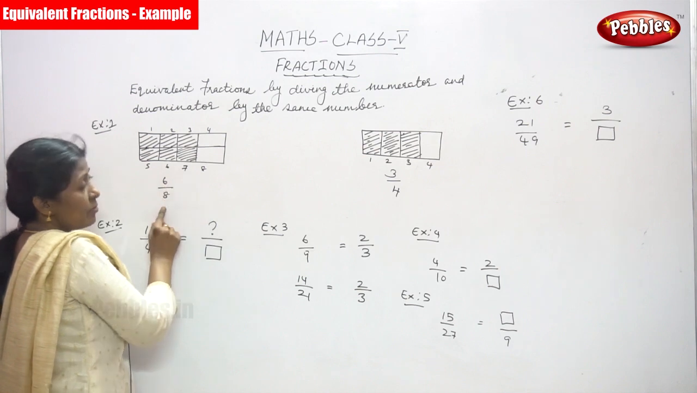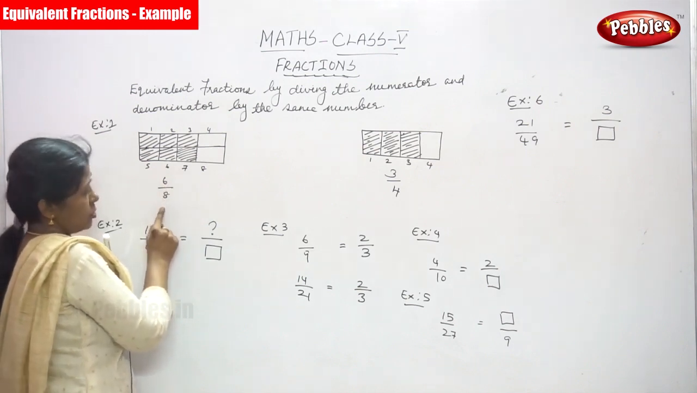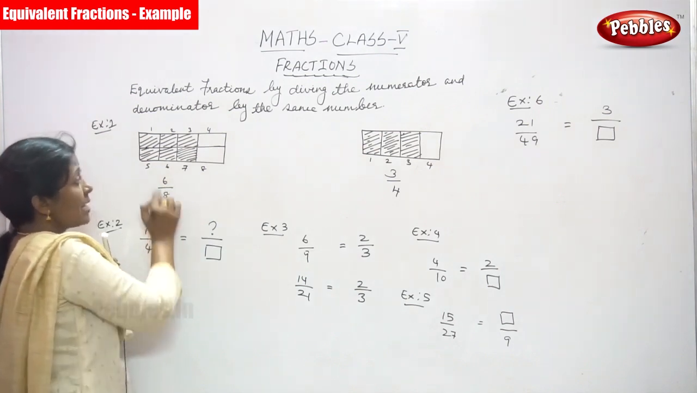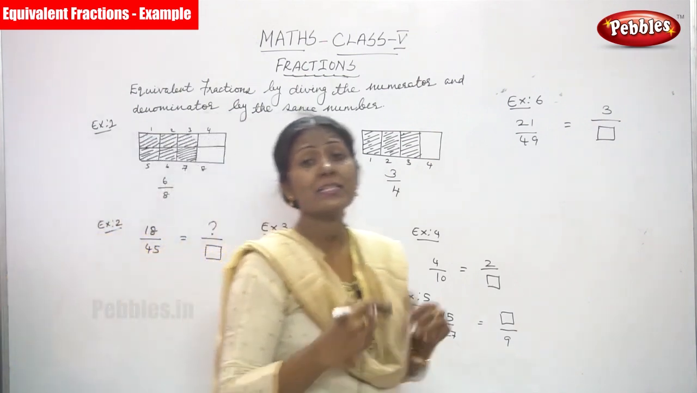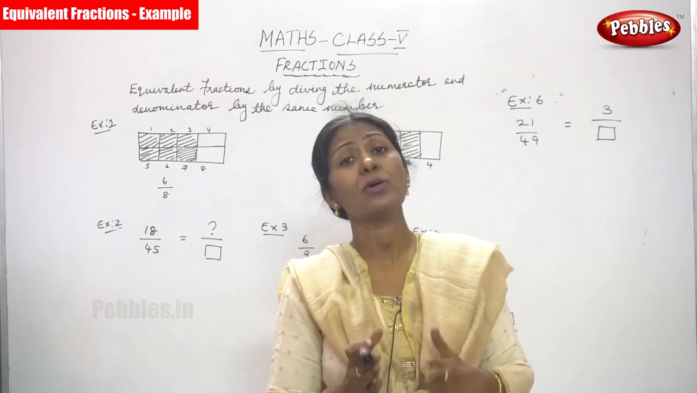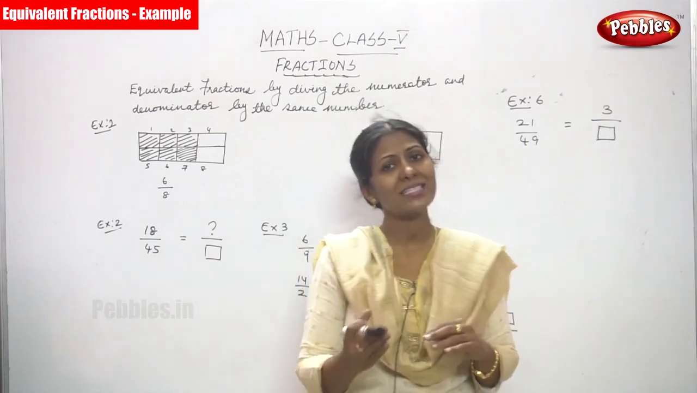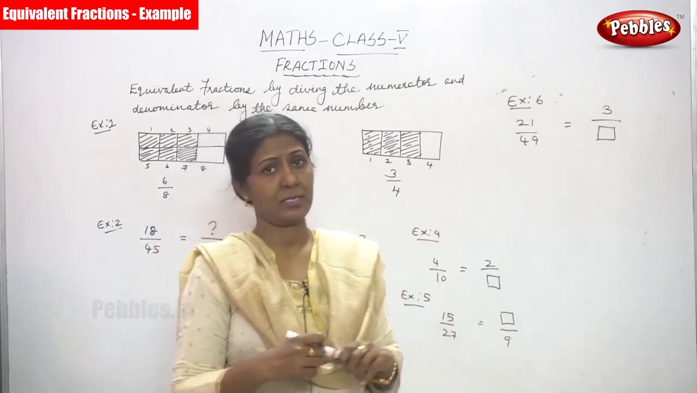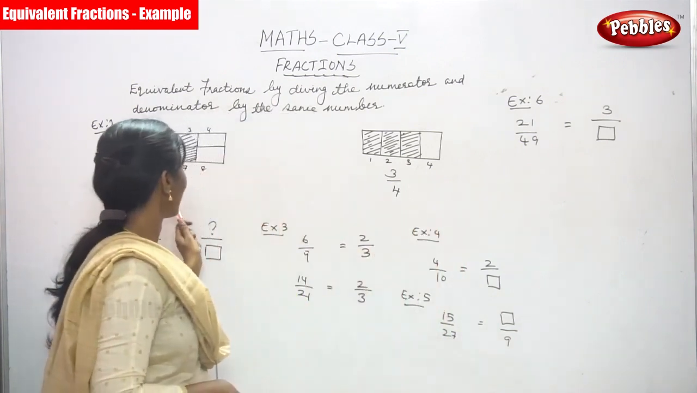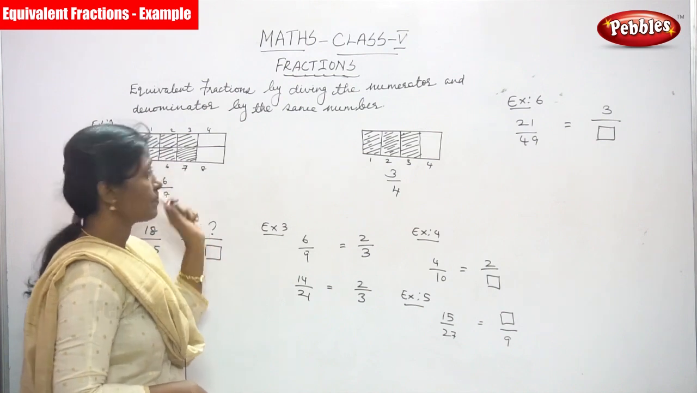So 6 out of 8, you get the fraction 6 by 8, because I drew the box and after that I cut the box into 8 equal parts. Then I shaded only 6 boxes. So the answer is 6 by 8. This is the fraction answer for this particular box.